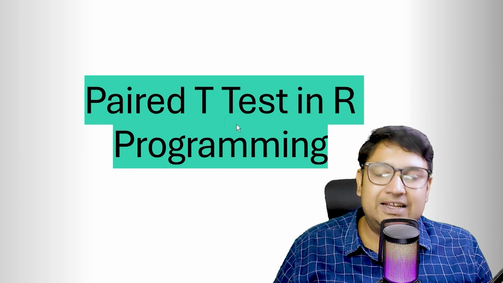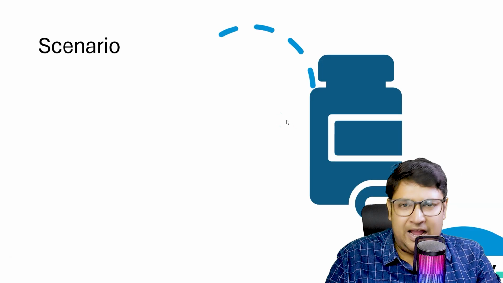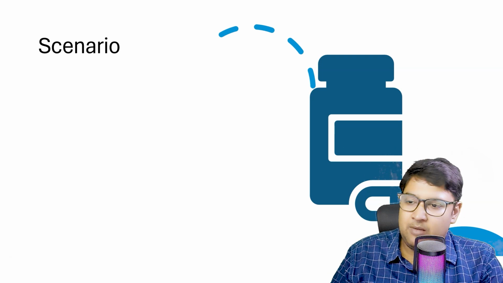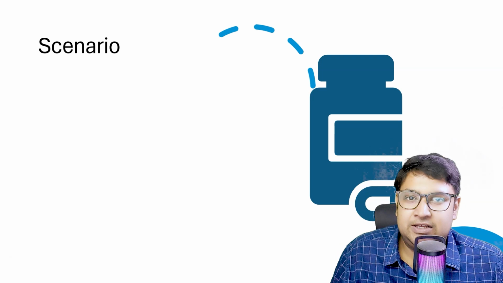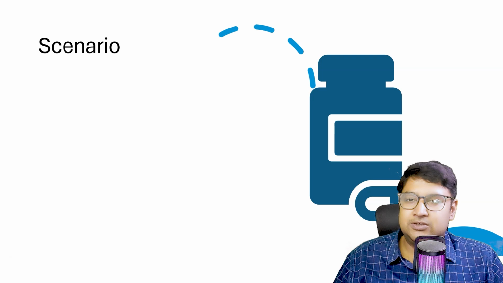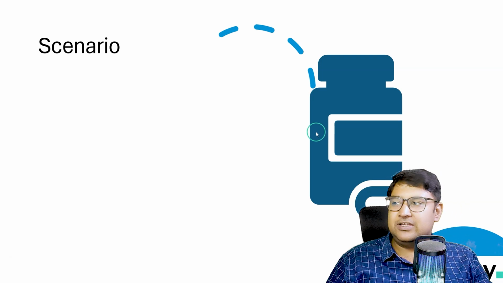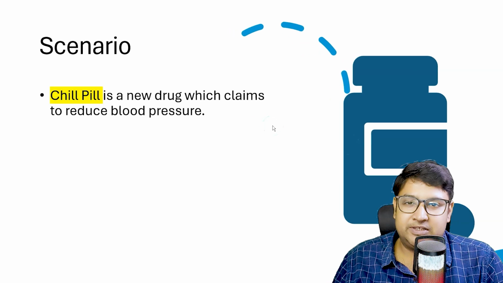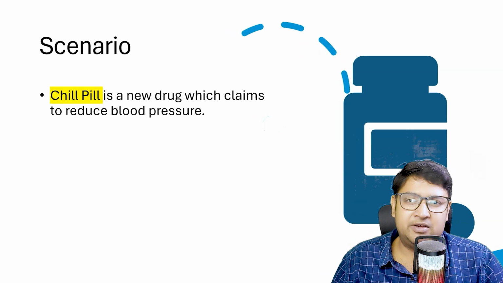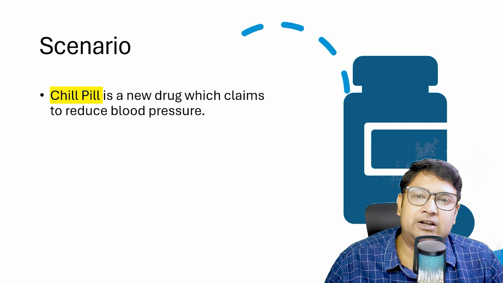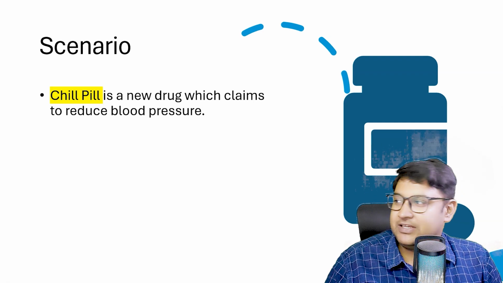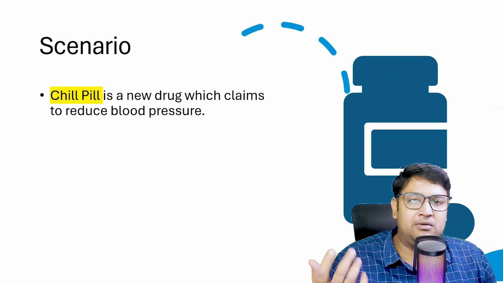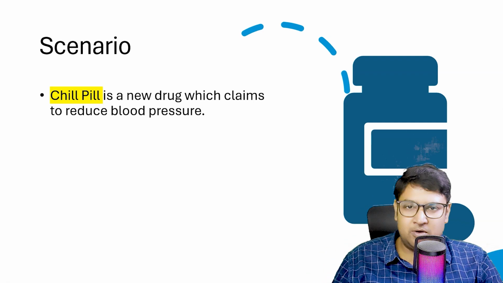Let us say you are hired as an analyst, and you are told to use some R programming skills and perform some analysis. So let's talk about what the analysis is. The scenario is that Chill Pill is a new drug which claims to reduce blood pressure. When someone is stressed, we say, take a chill pill. Just like that, Chill Pill is a drug which some company released, and the aim of this drug is blood pressure reduction.